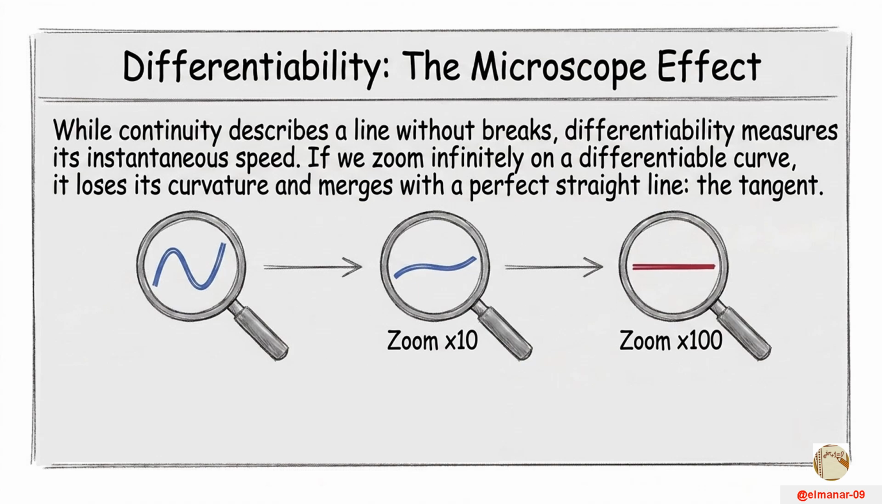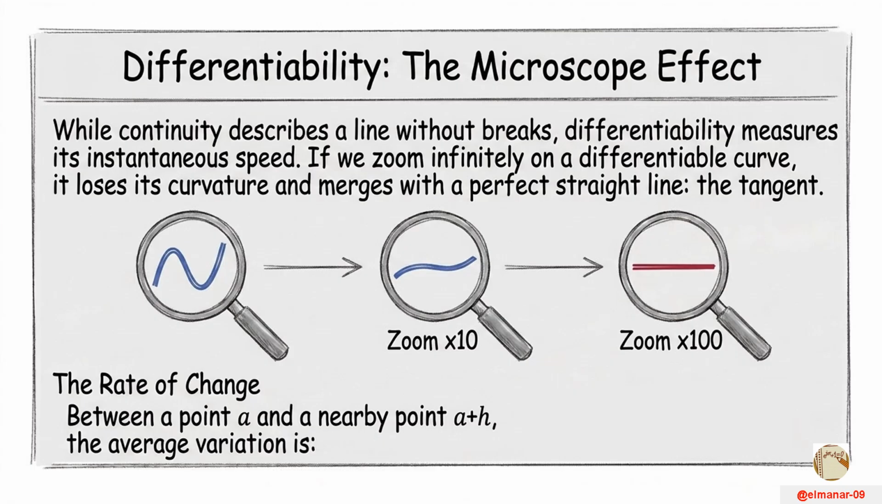To calculate this, we look at the rate of change. Between a point a and a nearby point a plus h, the average variation is the change in the function values divided by the step size h. This formula, tau of h equals f of a plus h minus f of a, all over h, is the gateway to calculus.